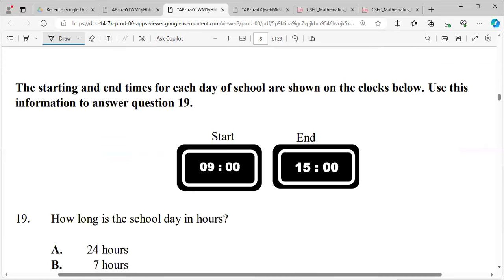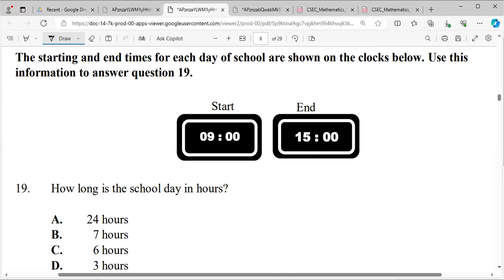All right, the starting and end time for each day at school are shown at the clock below. Use this information to answer question 19. So it starts at 9, ends at 1500. How long is the day at school in hours? Everyone should know that. Work it out for yourself, guys. From 9 to 1500.